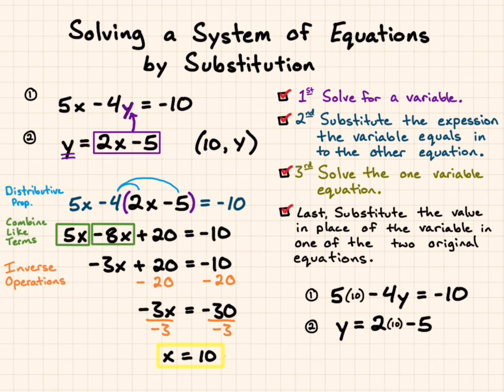I can look at these and say, okay, equation 1 becomes a two-step equation, and equation 2 down here just has 2 times 10 minus 5. I know that 2 times 10 is 20, 20 minus 5 gives me 15. So I know that y must be 15 in this bottom equation. And I can always check to see if that's true. I put it up here. 5 times 10 is 50, then 4 times 15 is 60. So 50 minus 60 does give me negative 10. So it's true for both equations.